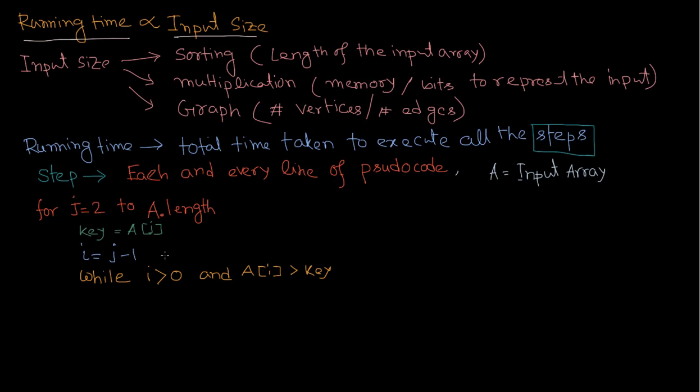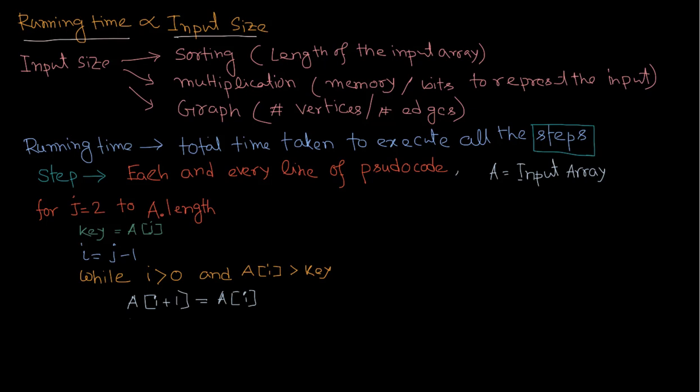If this condition is satisfied, I will write a[i+1] equals a[i], which means I am shifting the element one position to the right. So this is the code that shifts one position to the right. Here I am shifting. Then I have to write again, let me change the color.